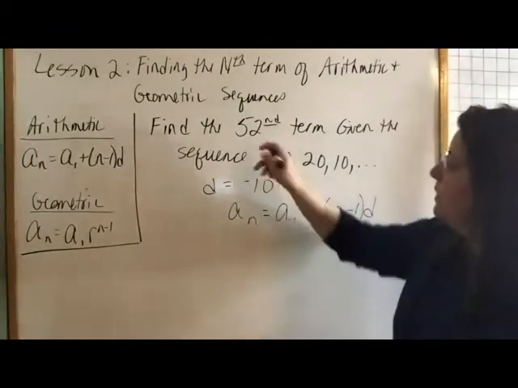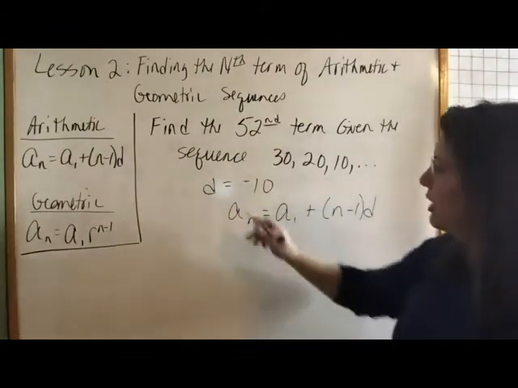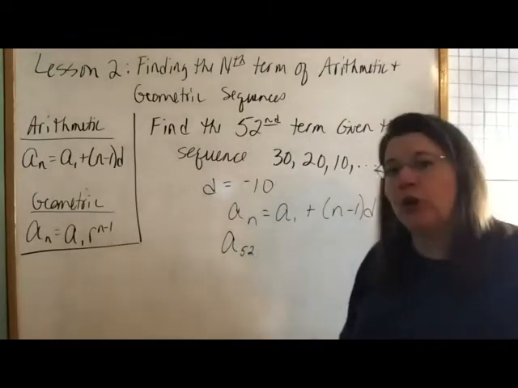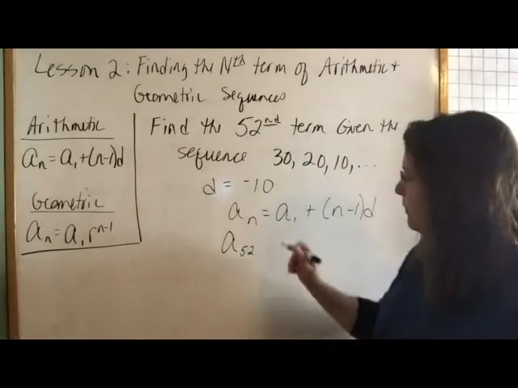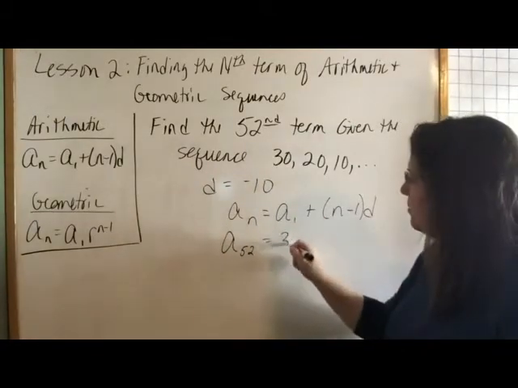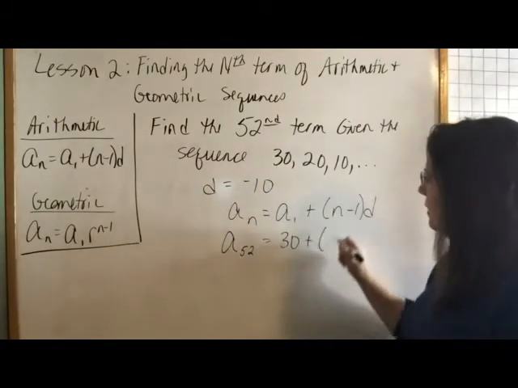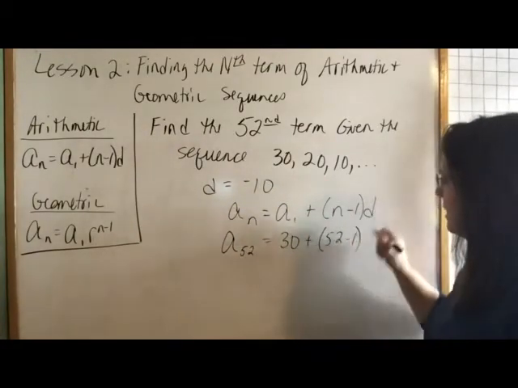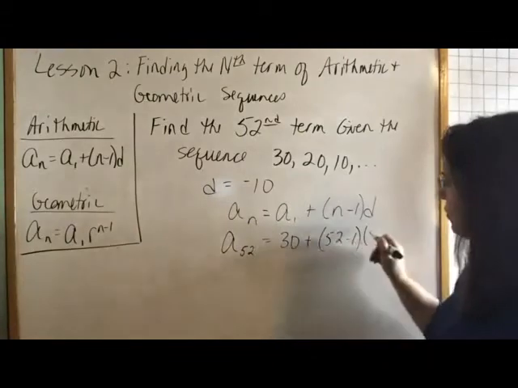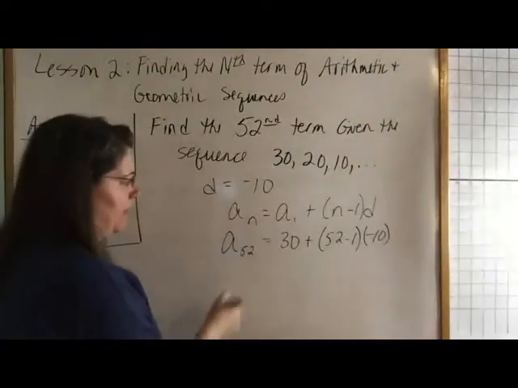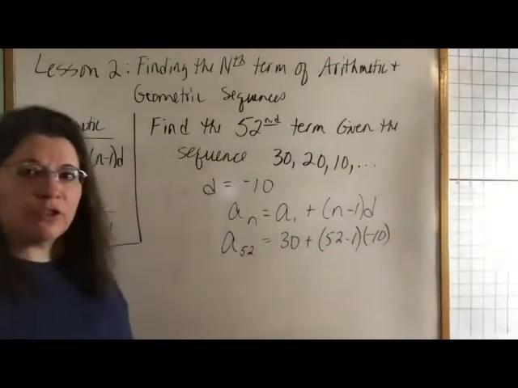We are looking for the 52nd term. So I'm looking for a sub 52. N is the term number that we're looking for. A sub 1, remember, is the first term in the sequence, so that would be 30. N, again, is my term number, 52. D is my common difference, which was a negative 10 in this case. I'm going to just do the math here. I will use order of operations to do that math.